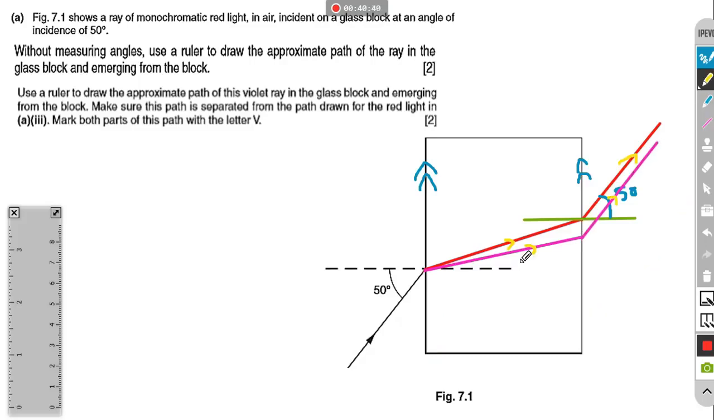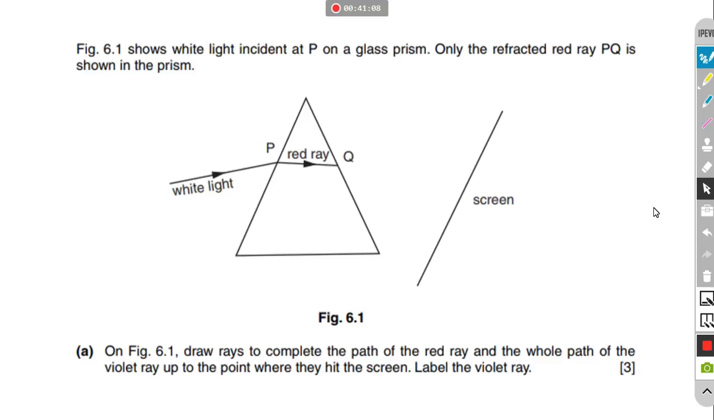They are not spreading further. After they leave the glass block, they are parallel to each other. If it was a triangular prism, then they would have spread further and dispersion would occur. And this time, we are using a triangular prism.